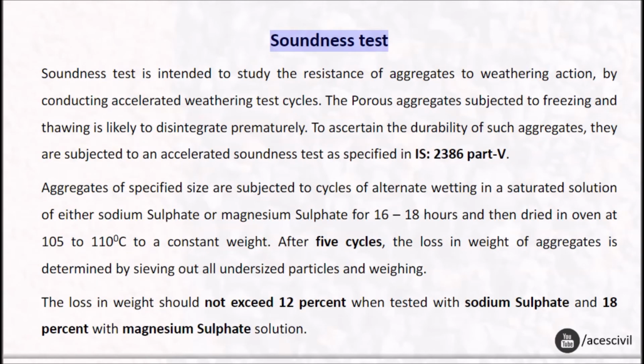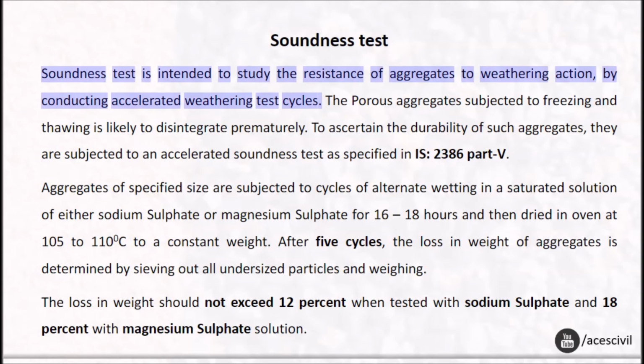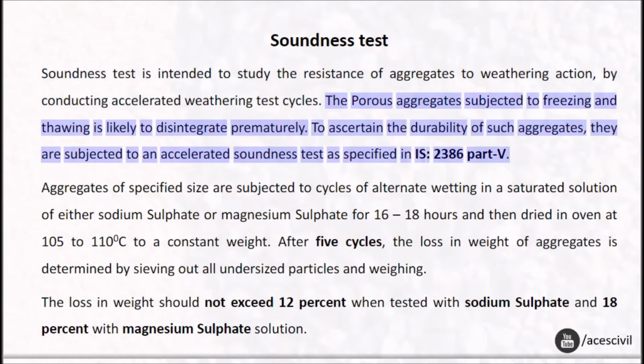Soundness test. The soundness test is intended to study the resistance of aggregates to weathering action by conducting accelerated weathering test cycles. Porous aggregates subjected to freezing and thawing are likely to disintegrate prematurely. To ascertain the durability of such aggregates, they are subjected to an accelerated soundness test as specified in IS 2386 Part 5.